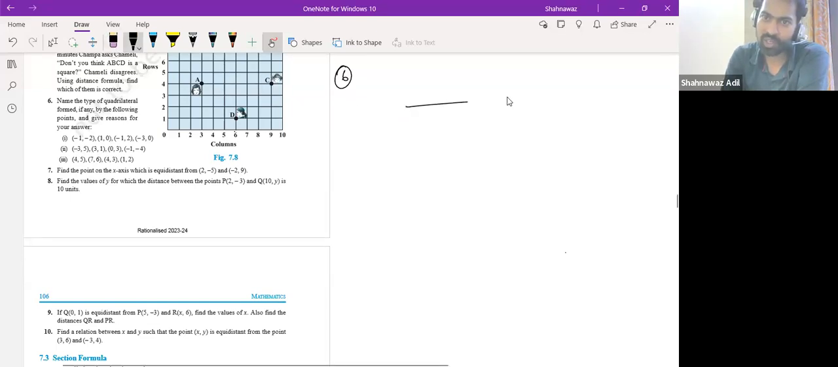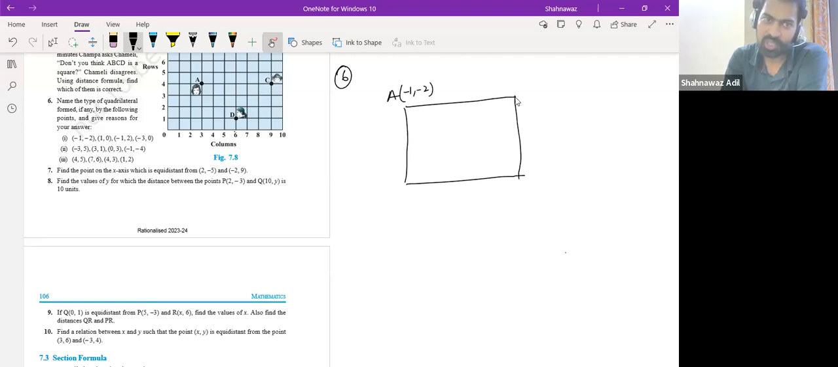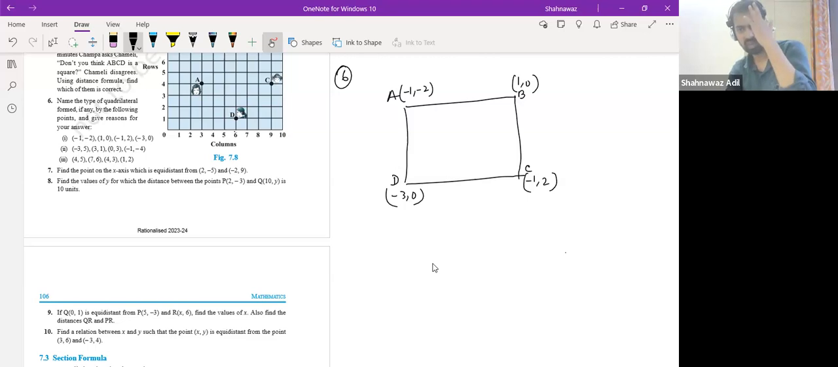So we have, let's say, A which is (-1, -2), B which is (1, 0), C which is (-1, 2), and D which is (-3, 0)... these are the coordinates of the points. Now we have to prove and name the type of quadrilateral formed, if any, by the following points. So how many quadrilaterals do we have?